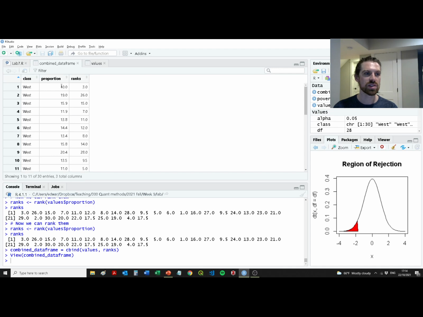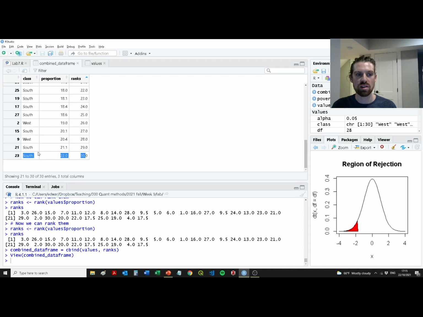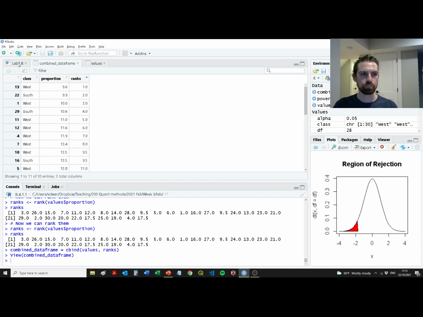But it's easier for you to understand what I did if I just look at this combined data frame here, because you can see that what we had before was just the class and the proportions, and then what I did was I added that ranks vector to the side of it. So if I click rank here and sort based on the rank value, we're going to have rank 1 allocated to the smallest proportion, rank 2 to the next, and so on and so forth. If we go all the way down to the bottom, we're going to have the largest proportion. The state with 22% of people living in poverty is going to be rank 30 relative to all the others, okay?